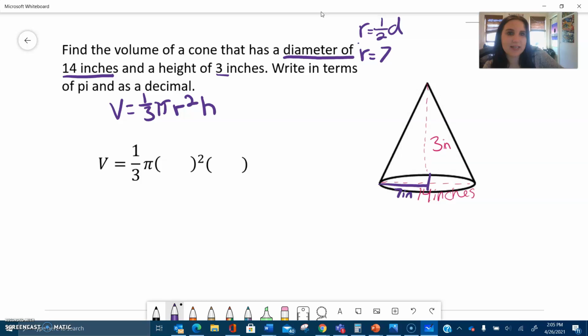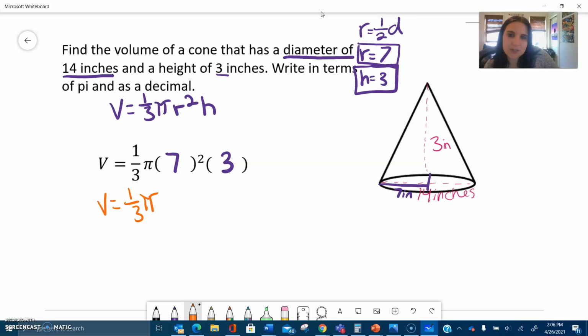So now that I know my radius is 7 and my height is 3, I can substitute those values into the equation or the formula. So V equals 1/3 times pi times the radius, which is 7, squared, times the height, which is 3. And now I will simplify this. All right, so V equals 1/3 times pi. I'm going to start with all this stuff. 7 squared is 49. And then 3 is still just 3.